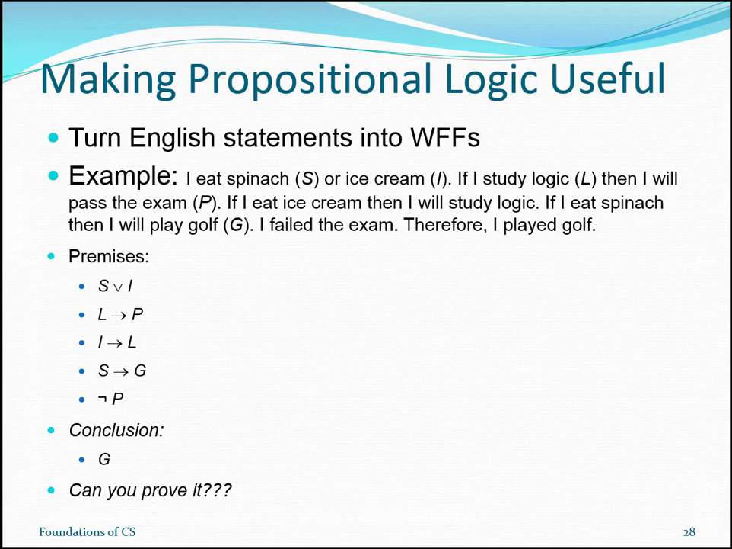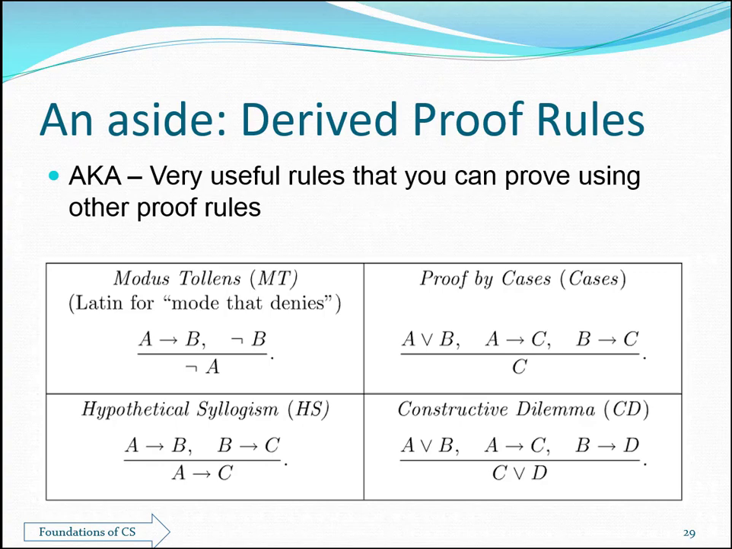Now, for sure, you could prove it using just the inference rules that we have already. But it's actually way easier if you use these derived proof rules. These are the ones that you see at the bottom of that sheet that we haven't done yet, right? And these are just very useful rules that you can prove using the basic inference rules, okay?